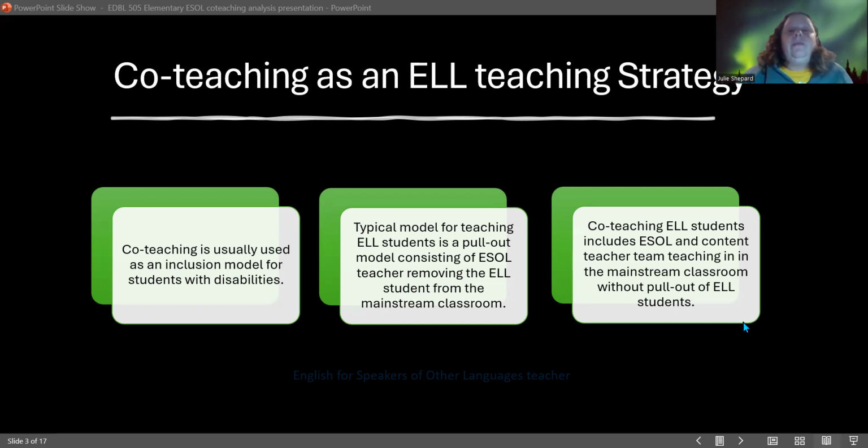Typically, the model with ELL students is ELLs are pulled out of the classroom and usually they take them to a separate room where they work on a separate content model. Usually WIDA is a national standard. Co-teaching, however, would include ELL students in the classroom and the content teacher teaching with the ESOL teacher during the mainstream time. So the ELL students would not be pulled out for that extra time.